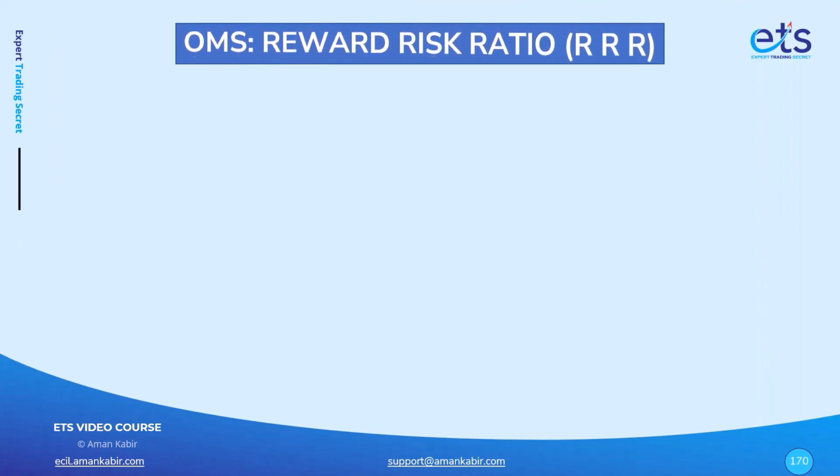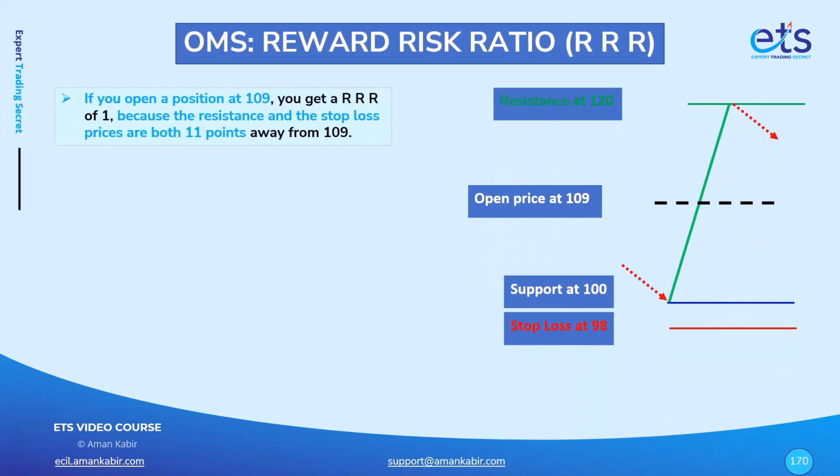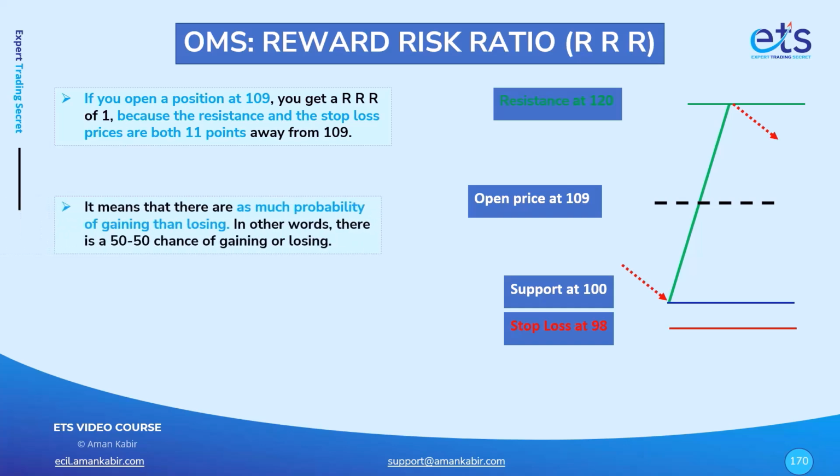OMS. Reward Risk Ratio, RRR. If you open a position at 109, you get a RRR of 1, because the resistance and the stop loss prices are both 11 points away from 109. It means that there is as much probability of gaining as losing. In other words, there is a 50-50 chance of gaining or losing. As a minimum, RRR value below 1 requires extremely tight monitoring of positions.